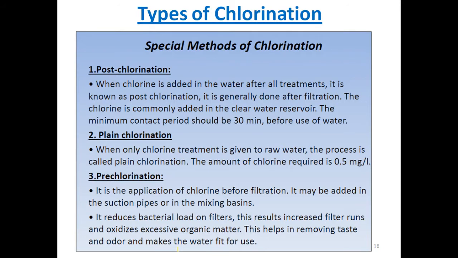Now, the next is plain chlorination. The term plain chlorination is used to indicate that only chlorine treatment has to be given to the raw water. No other treatment has to be given. Under plain chlorination, raw water is fed into the distribution system after giving chlorine treatment only. The amount of chlorine required is 0.5 mg per liter.